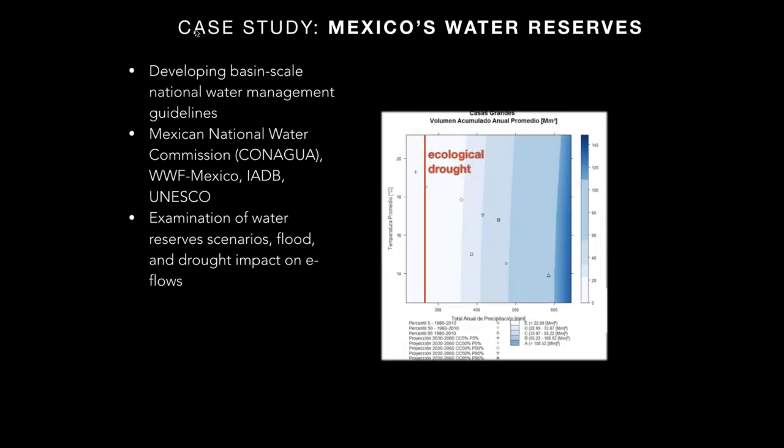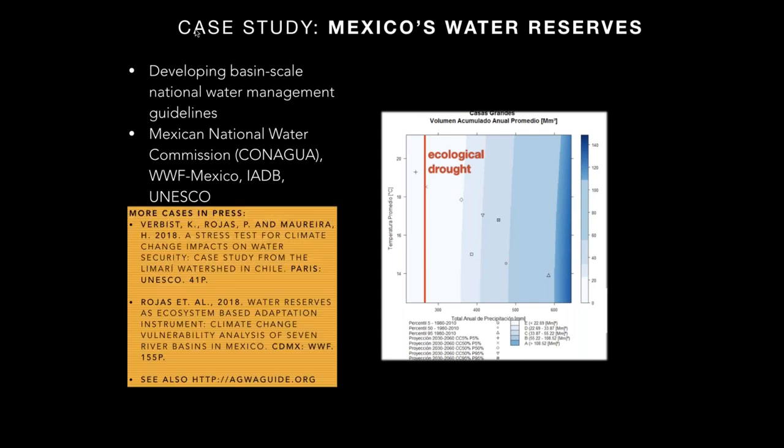And it does this by identifying the performance limits of ecosystems. In this particular basin, it was focused on ecological drought. So as a water manager, you want to steer on the right side of that figure. And this has been published by UNESCO and WWF.